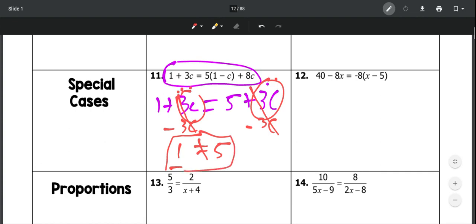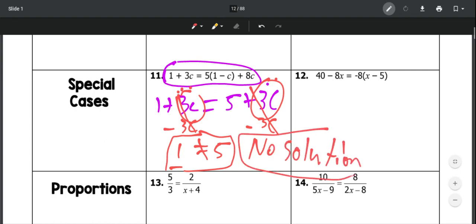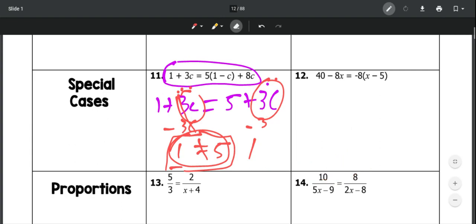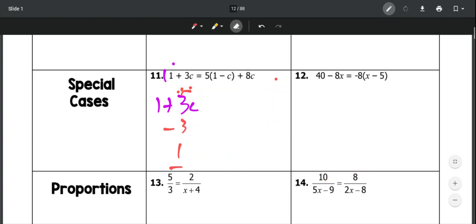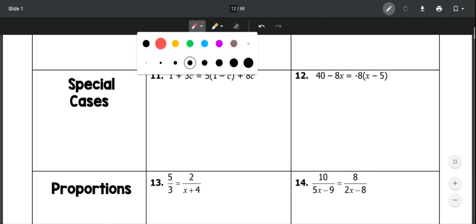So when that happens, when you have something that's not equal to something else, the answer is no solution. Okay? These are special cases. So anytime you have a situation happen like this, where something does not equal something, no solution. So I would pause the video, write that down, because I'm about to erase it. All right, now we're going to look at another one. You're only going to have really 2 of these cases. It's either going to be no solution or what's about to happen here.